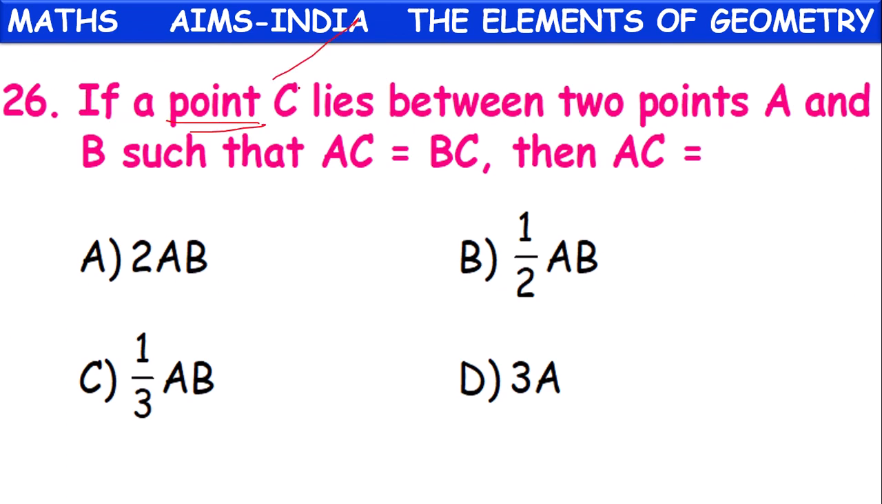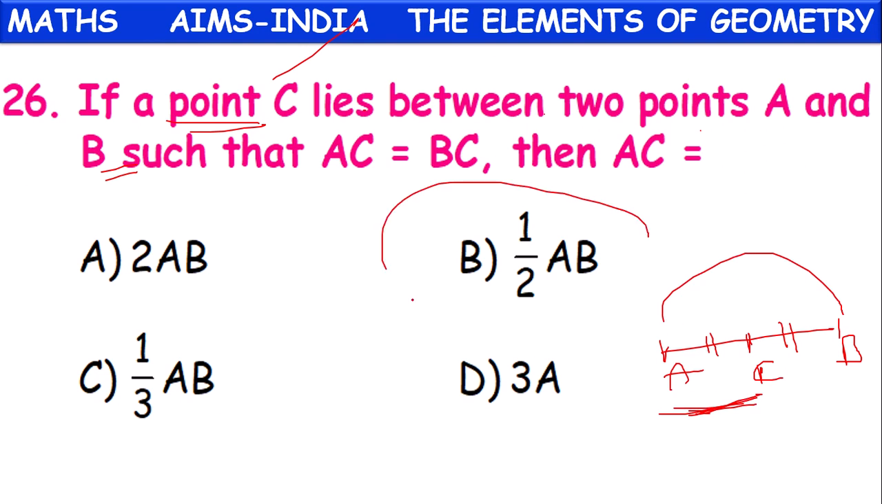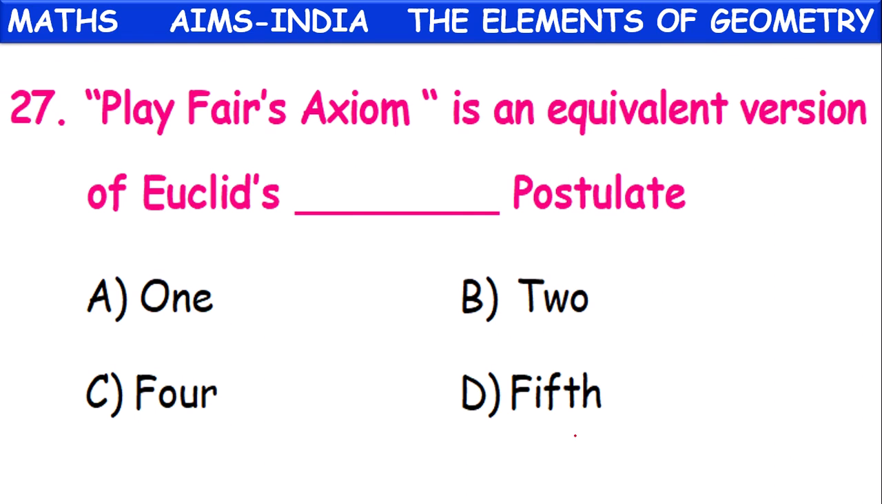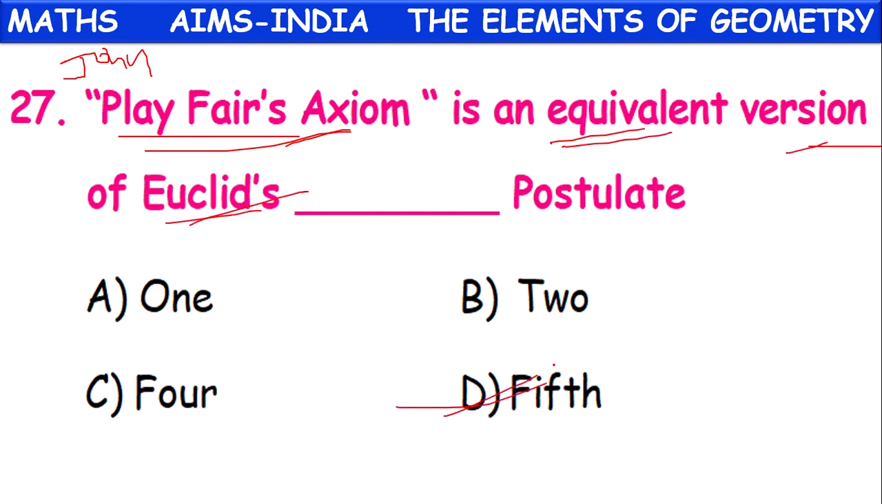If a point C lies between 2 points A and B such that AC equals BC, then AC equals how much of AB? Half AB. Half AB is the correct answer. So John Playfair's axiom is an equivalent version of Euclid's fifth postulate.